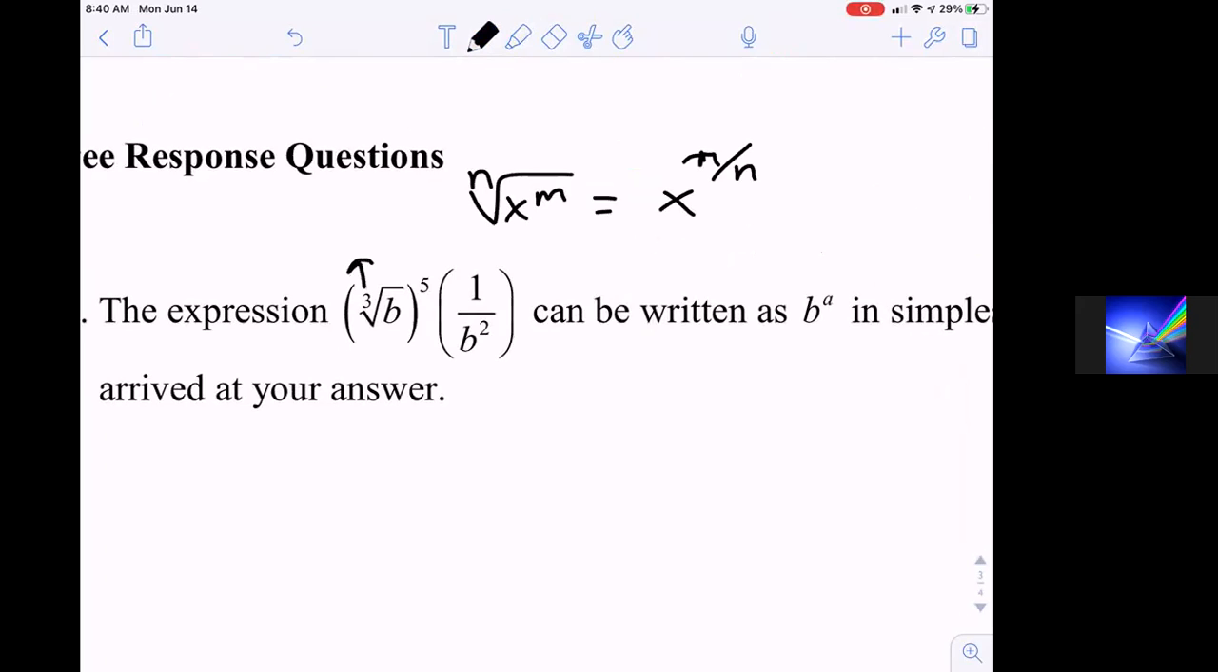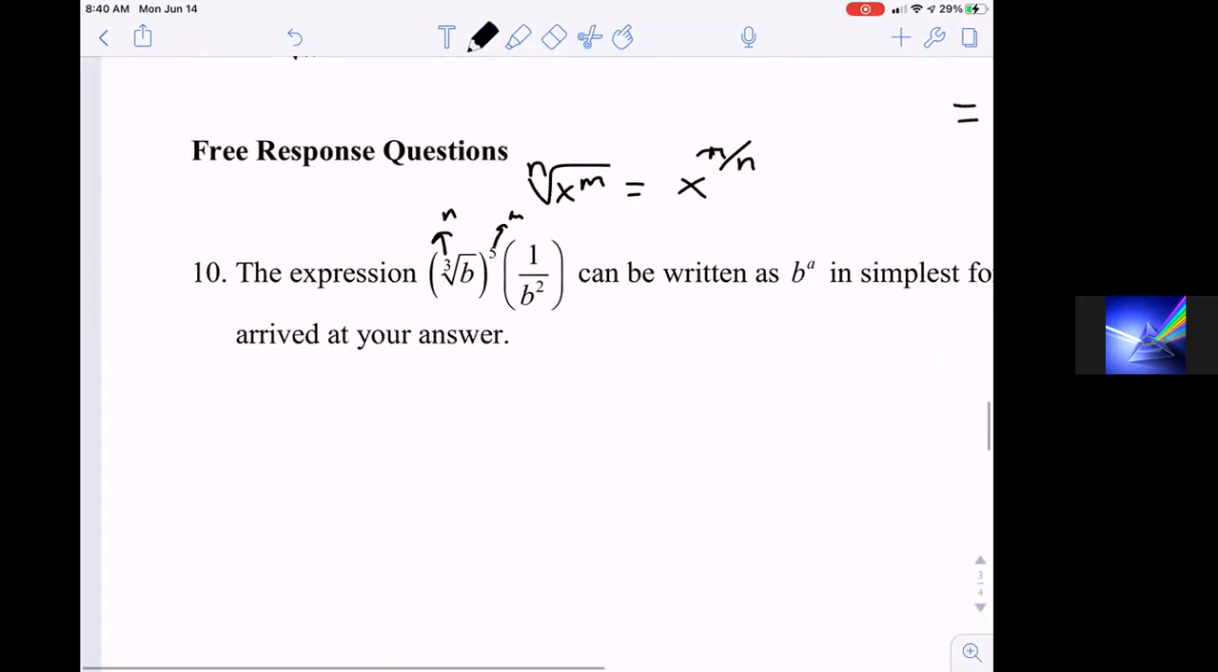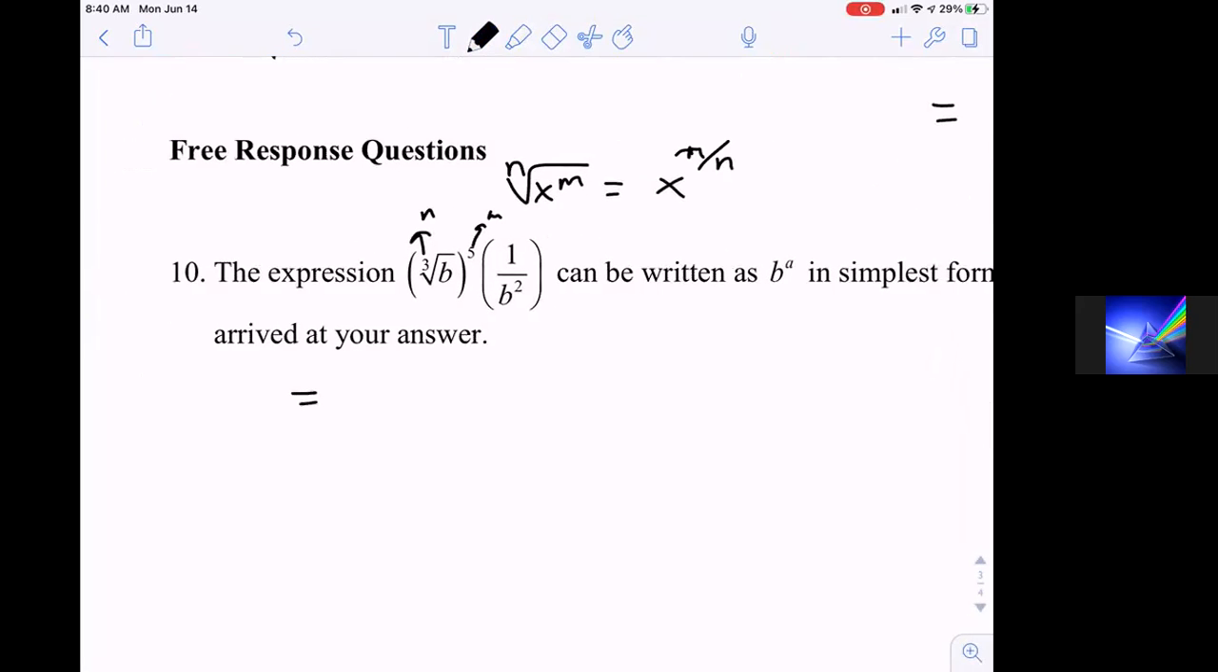So this is n, this is the power, m. So I can rewrite this as b to the 5/3 power times 1 over b squared, which is the same thing as b to the 5/3 power over b squared. So I can start there.